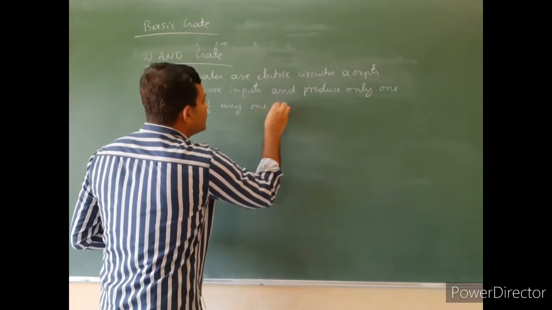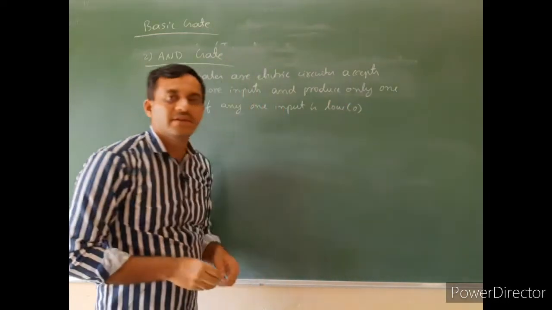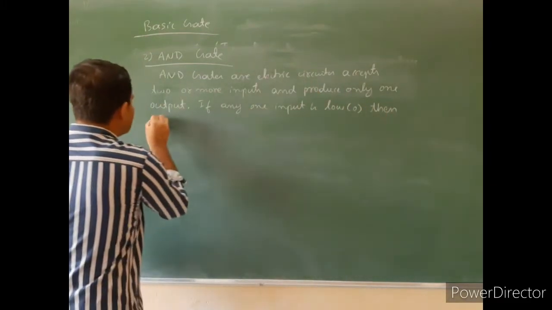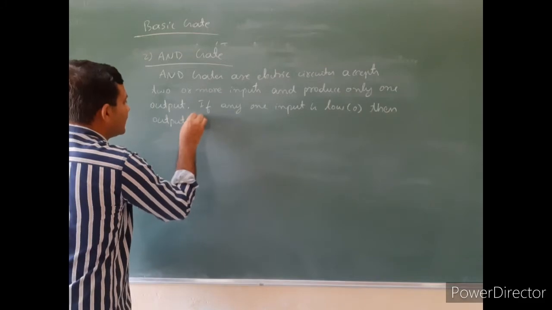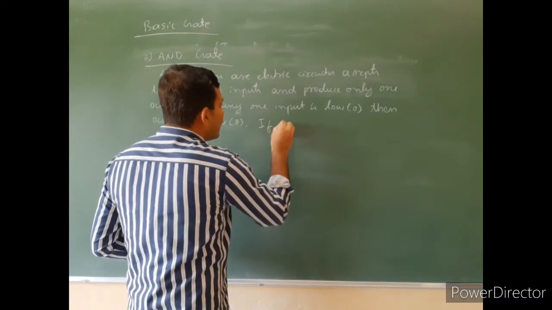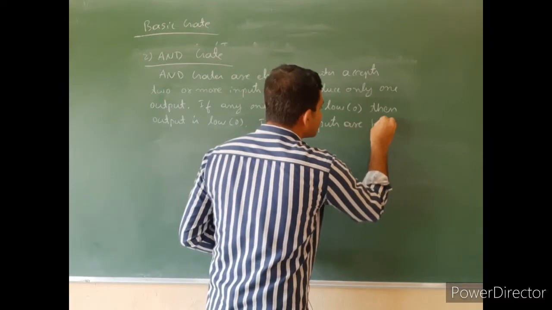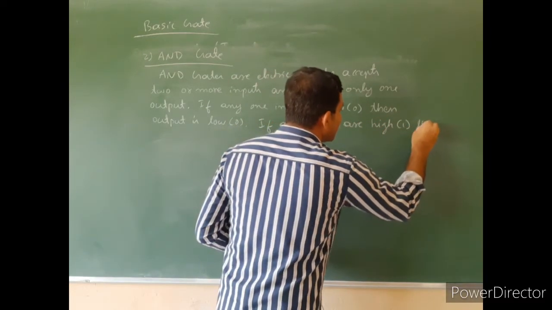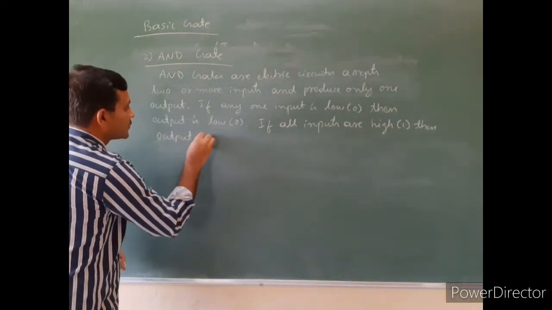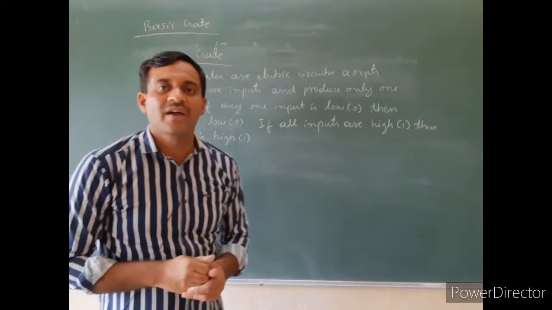If any one input is low, low meaning 0, then the output is low, that is 0. If all inputs are high, that is 1, then the output is high. Here high is represented with 1. So this is the working principle of the AND gate.